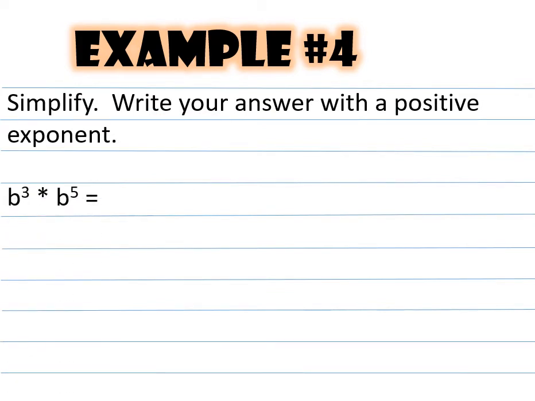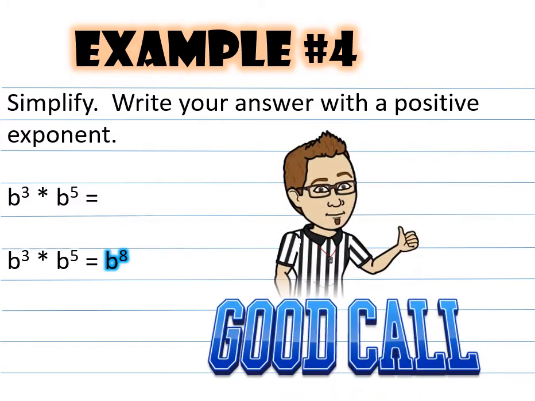Example number 4. Write your answer with a positive exponent. B to the third times b to the fifth equals b to the 8th, because 3 plus 5 is 8. And that's a good call.